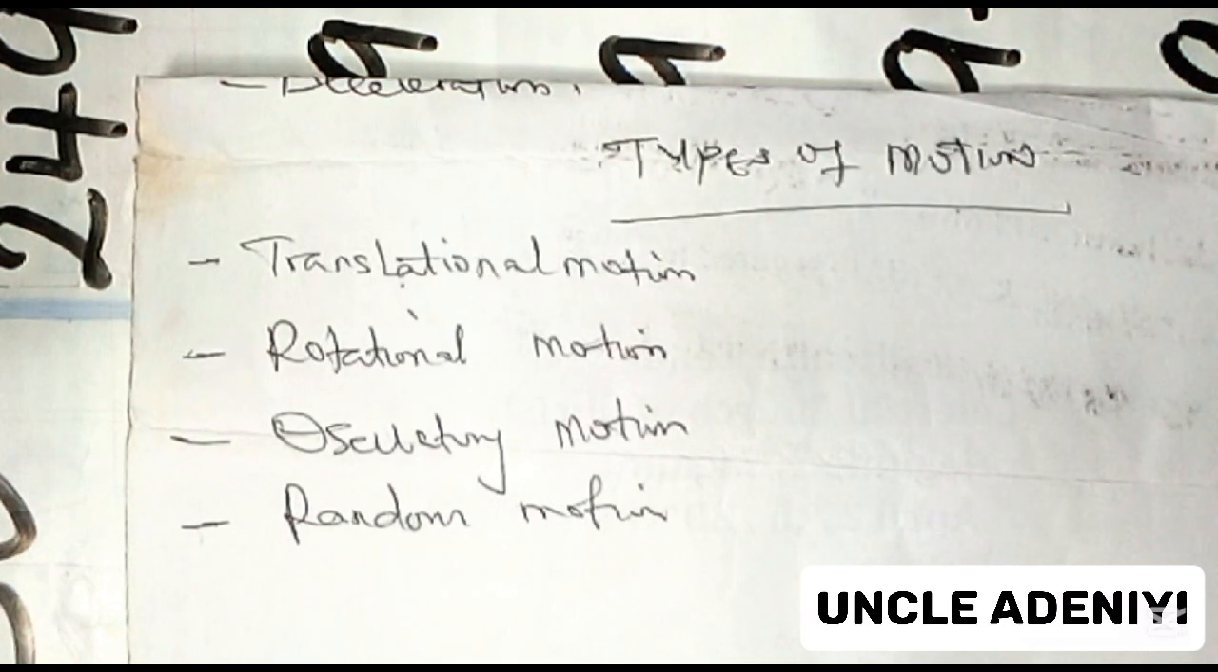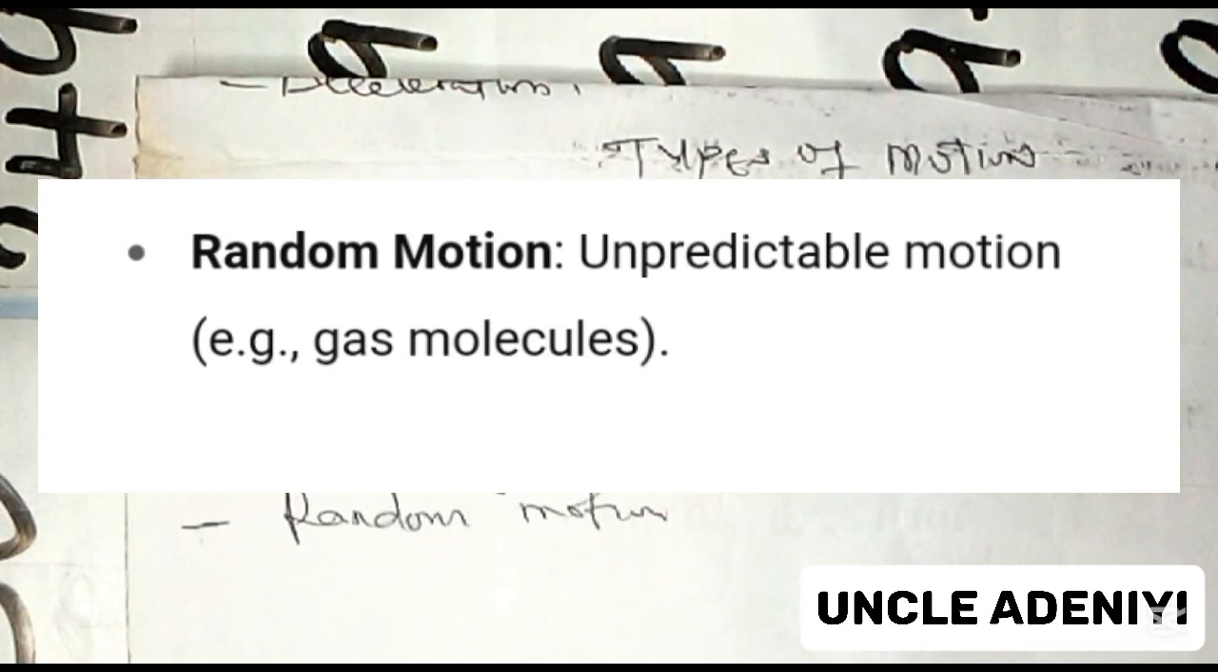Then the last one is random motion. From the word random, it means moving in an irregular manner. When an object is moving in an irregular or unpredictable manner, you can say that is random motion. An example is a gas molecule. Gas molecules do not move in a regular manner. They move in an irregular manner, so it is random motion.